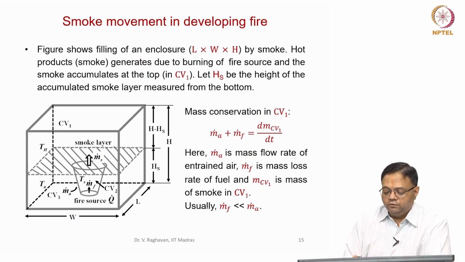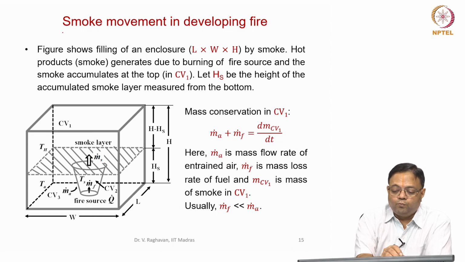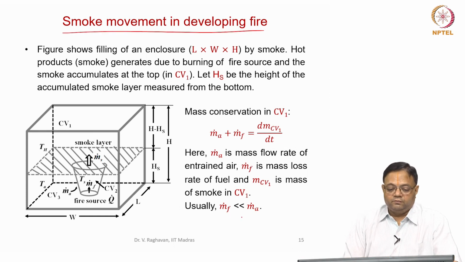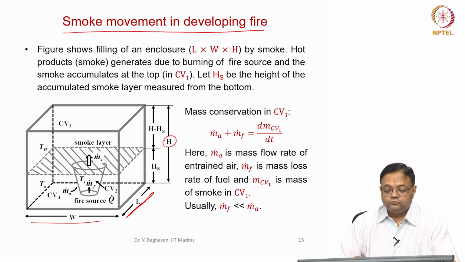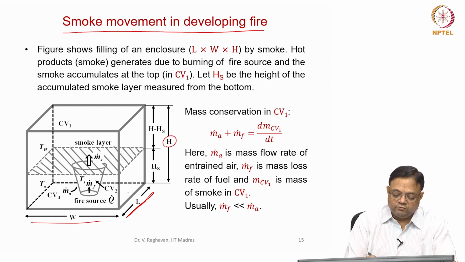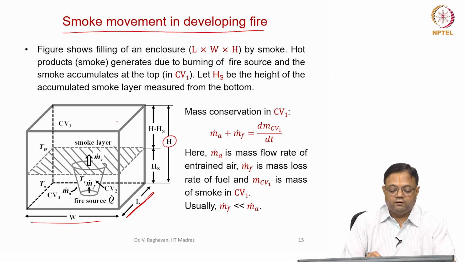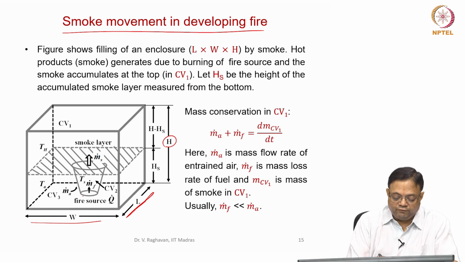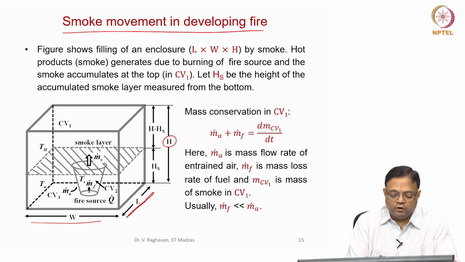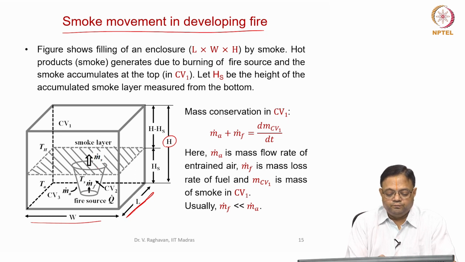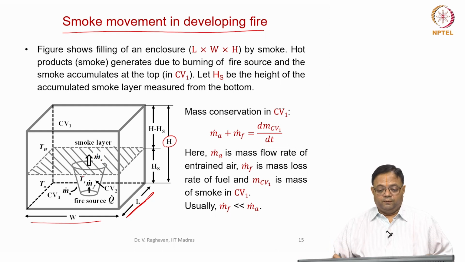So, let us do some small analysis of the smoke movement in a developing fire. Let us consider an enclosure which has some length, width and height. The height is the ceiling height. For example, this is the bottom floor and this is the ceiling, and there is a fire source of some area, and mass of fuel coming out of this fire source, and we can see that there is a flame.